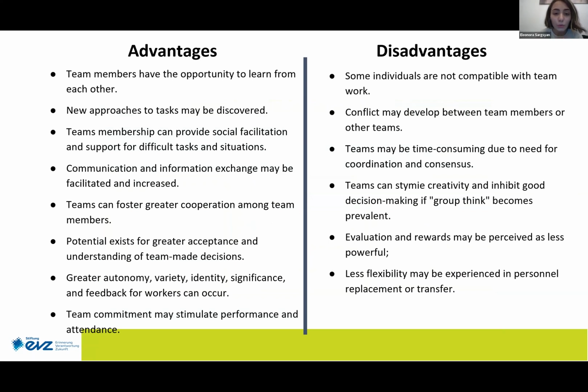Team members have the opportunity to learn from each other. Yes, the best part about working in a team is that there are many people around you who have different skill sets from you, and you have the opportunity to collaborate with them and to transfer skills to each other. New approaches to tasks may be discovered, and yes, this is one more good thing about collaborating: creativity arises, and when many people interact with each other, new approaches might be discovered.